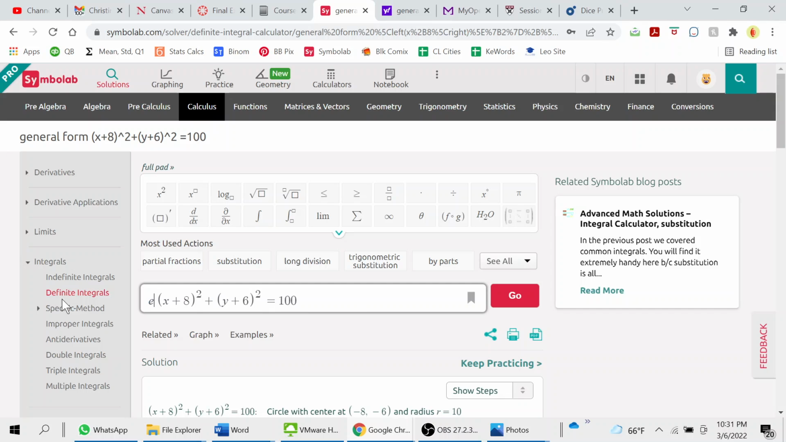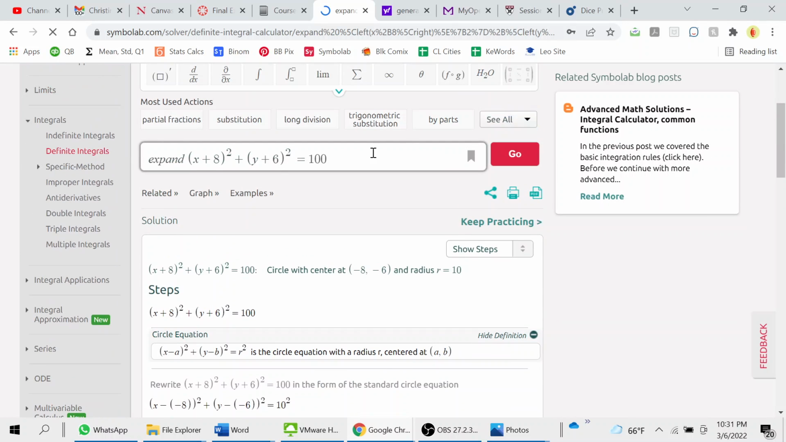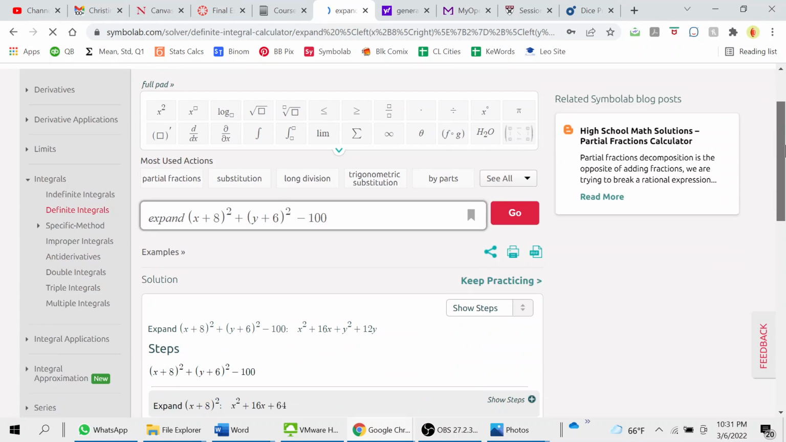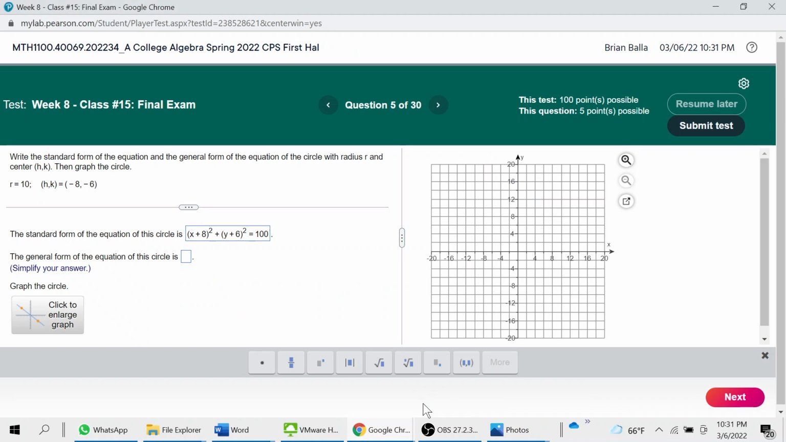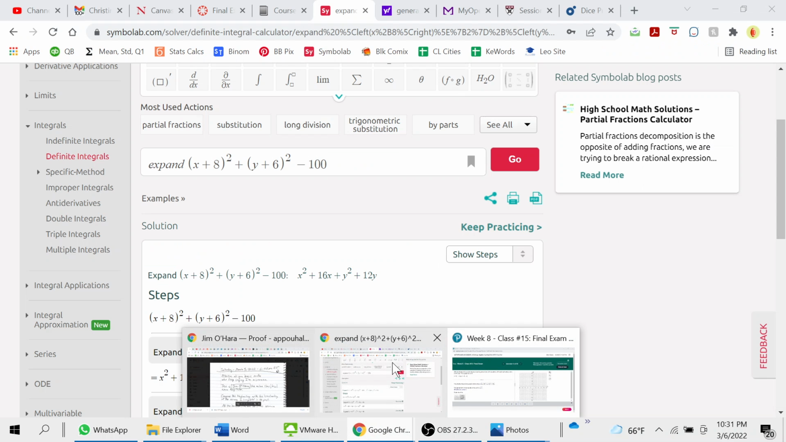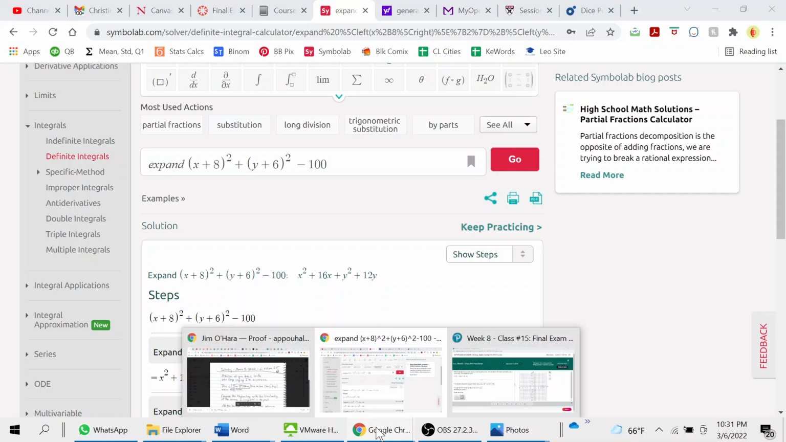Let me use this command, expand. With this software, you can do commands. Okay, minus 100. Perfect. Alright, x squared. Let me double check that general form. x squared plus y squared plus 16x.